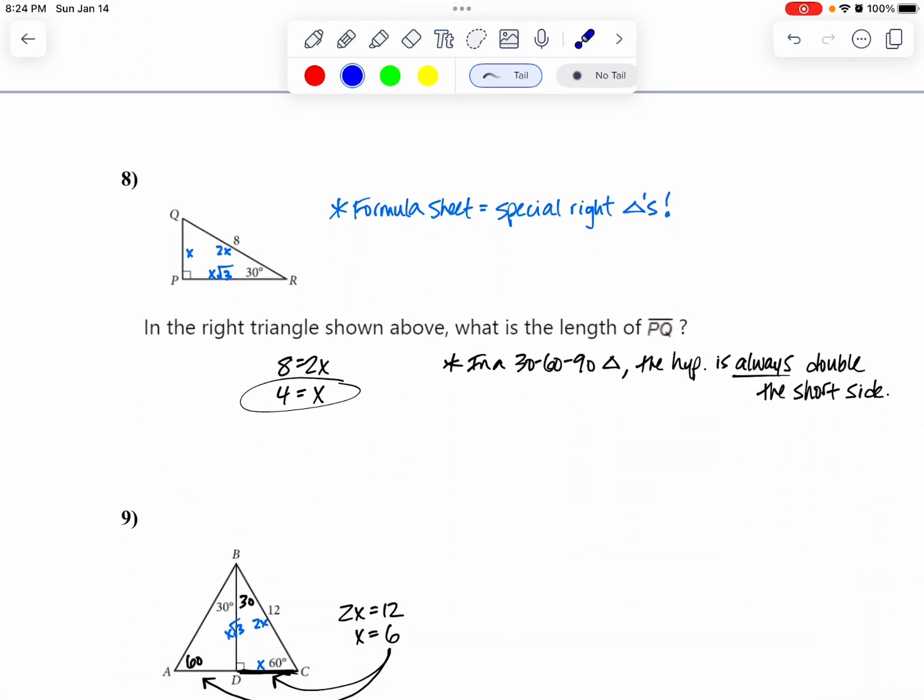Let's look at number 8. I wanted to refresh your memory. You had another chapter in geometry about special right triangles. And I bet that you want to roll your eyes when I say that.